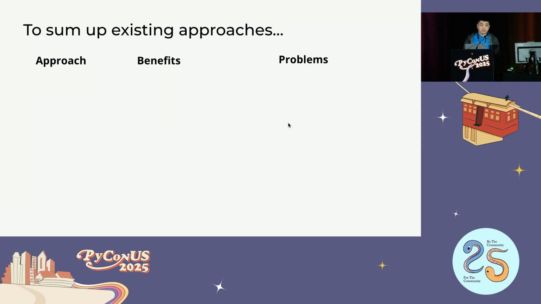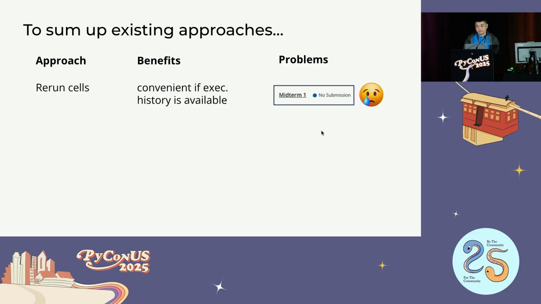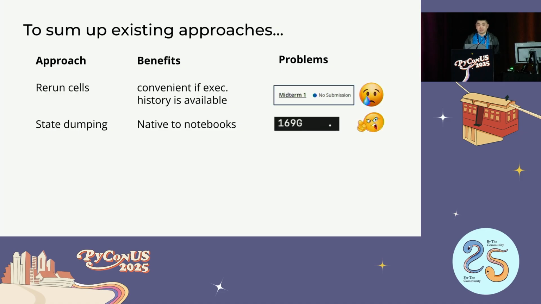So to sum up all these existing approaches, the first approach is to rerun cells. The benefit is that it's very convenient if you have all of your execution history on hand. And the problem is that sometimes you don't have the time for doing that. The second approach is to dump the state after every single cell execution. And the benefit is that it's notebook native. It works in most cases. And the problem is that depending on where you're doing this on, you might get yelled at by your colleagues or lab mates for hogging up all the storage space.